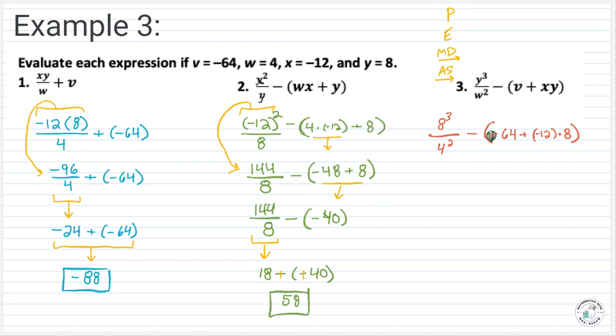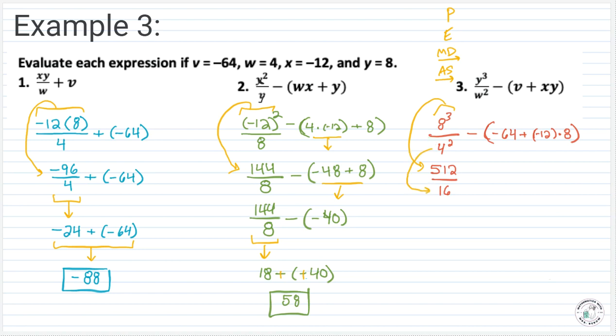All right. So again, with this, we can do a couple of steps at the same time. We actually can do our exponents simultaneously. We also can do what's inside the parentheses. So let's start with that 8 to the third. That means you're doing 8 times 8 times 8, which ends up being 512. And then that 4 squared is going to be 16, right? So 4 times 4, which is 16.